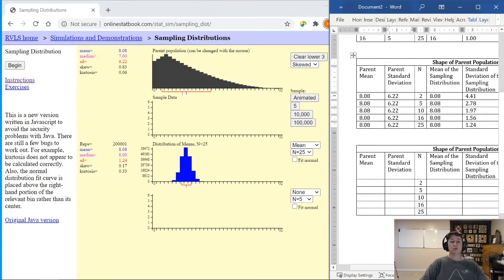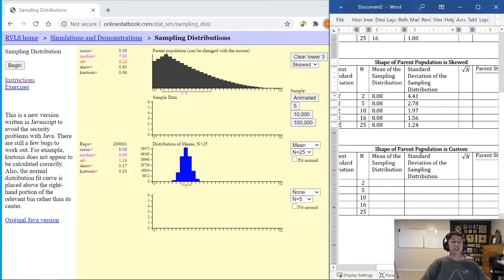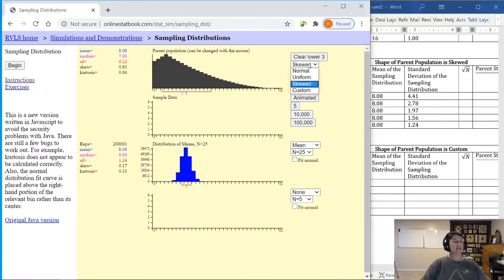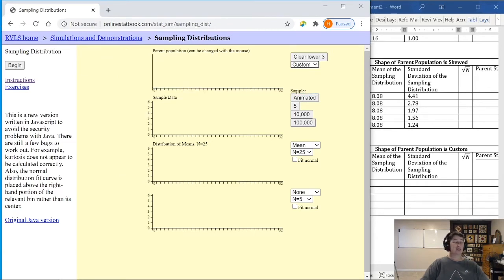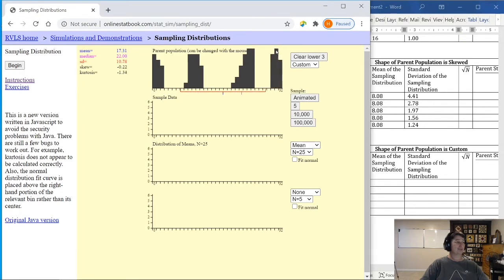Let's do this one more time, where the shape of my parent population is some custom shape. So I'm going to change my parent population to something custom. I'm going to draw some really weird distribution. I don't know what it is. I've collected data, and it's just really odd looking data. Some weird data where the data is just all over everywhere. That's a weird shape. But I'm going to do the same thing.